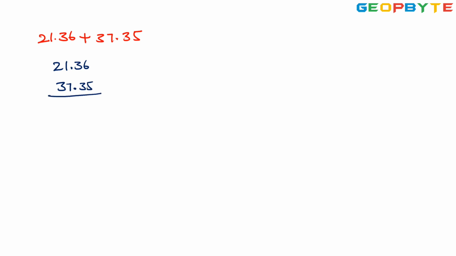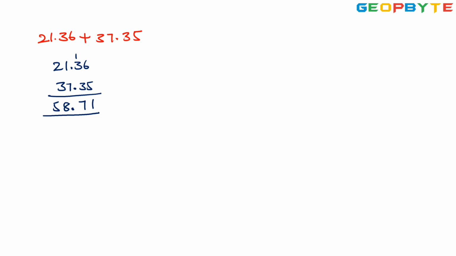So we need to add from the rightmost position, that is this is the rightmost position and this is the leftmost position. So what we are having is 6, 5. So 6 plus 5 is 11. So 1 we will write here and carry will be 1. Next 1 plus 3 is 4, 4 plus 3 is 7, 7 point, 1 plus 7 is 8, 2 plus 3 is 5. So 58.71.